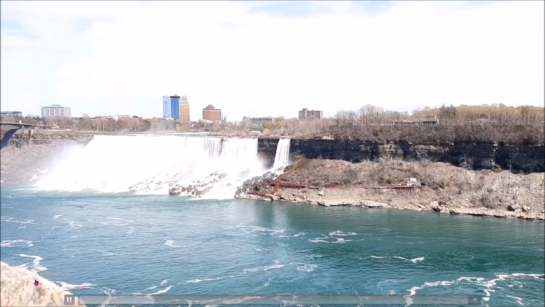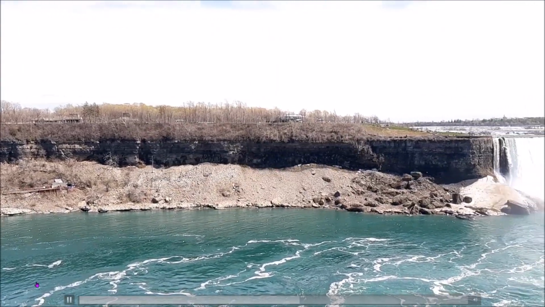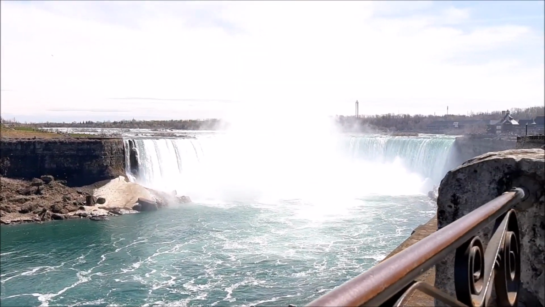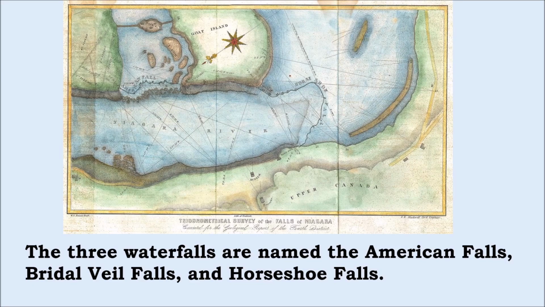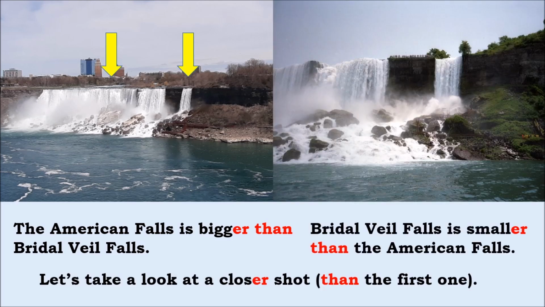On the left here are the American Falls and Bridal Veil Falls, and as we pan slowly over to the right, you will see the vastly more beautiful Horseshoe Falls of Canada. The three waterfalls are named the American Falls, here, Bridal Veil Falls, here, and Horseshoe Falls, here. The American Falls is bigger than Bridal Veil Falls. Let's take a look at a closer shot. Bridal Veil Falls is smaller than the American Falls. Have a look here. See these? These are people. They are so small.